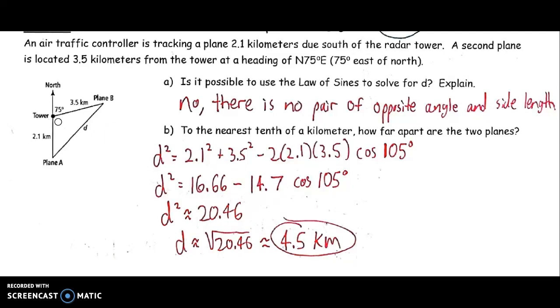No pair of opposite angle and opposite side means we can't use law of sines. So that's why you got to get good at using that law of cosines formula. So we'll work on some of that practice together in class after looking at this.